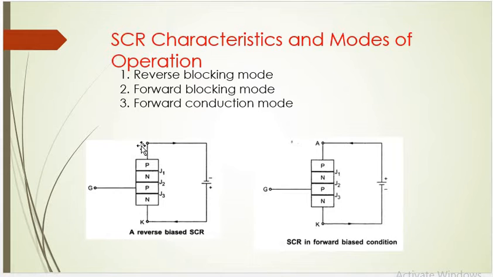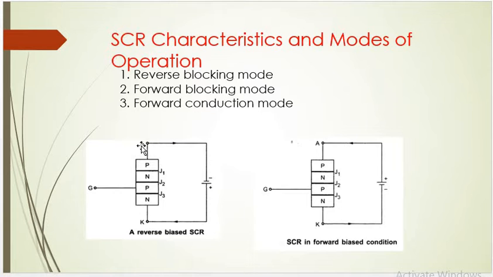We have already seen what biasing is. Biasing is giving a supply to the device so that the device starts to work. Biasing can be forward bias or reverse bias. If positive is connected to positive and negative is connected to negative, we call it a forward bias condition. And if positive is connected to negative and negative is connected to positive, we say that it is in reverse bias condition.